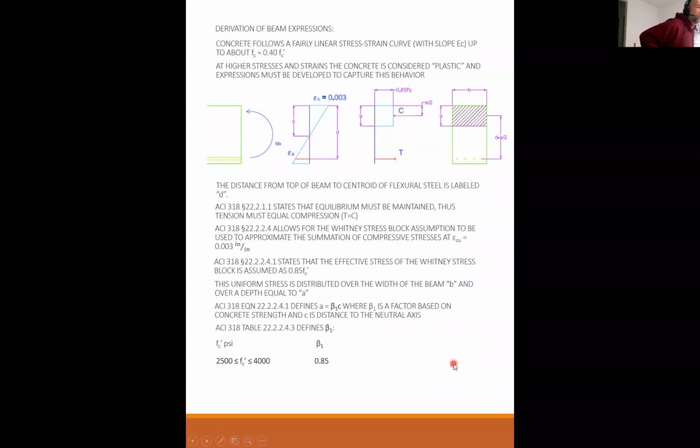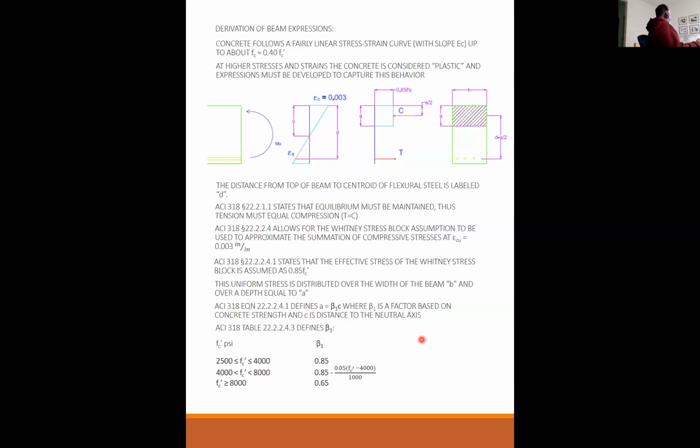Okay, so if you have concrete between 2,500 psi and less than or equal to 4,000 psi, beta 1 is equal to 0.85. If you have concrete between 4,000 and 8,000 psi, then beta 1 is this interpolation. This is basically just a linear interpolation. And if you have f'c equal to or greater than 8,000 psi, then it just levels off to 0.65. Okay, so what this means is a here, if your concrete is at 4,000 or less, a is equal to 0.85 times c. And then you use these other ones like so.